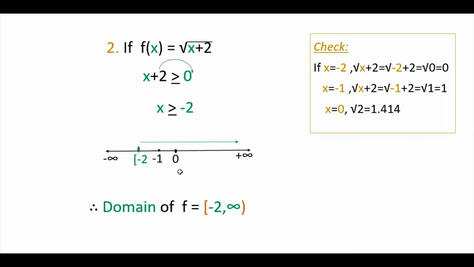You cannot write all these real numbers in the set, so you have to show it like this. Domain of this function is equal to minus 2, because it is including, comma infinity, because x is greater than minus 2. So all positive numbers and from minus 2 to negative numbers. You have to show it like this, and you can check some values by applying x values.